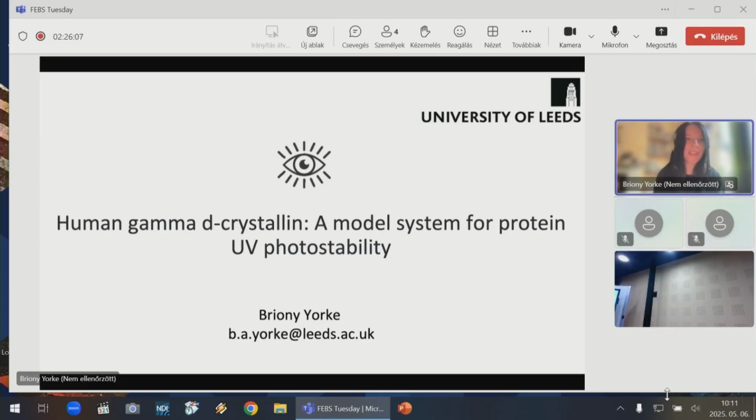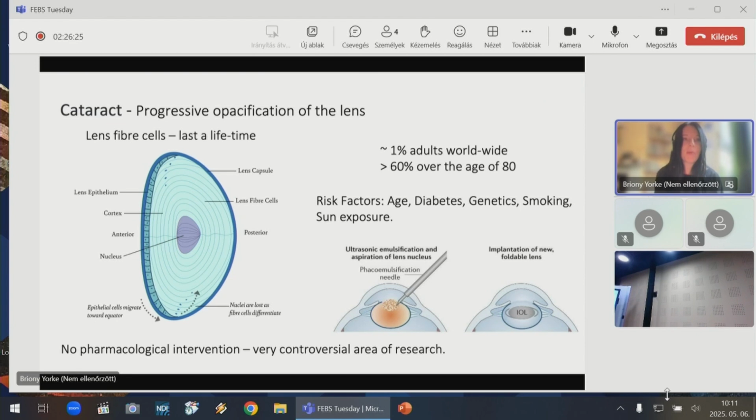Hi. Today I'm going to talk about some time-resolved experiments that we've been doing on human gamma D crystallin. We're starting to think of this as a model system for protein UV photostability. The reason we're interested in this protein is that it makes up the structure of the eye lens. The eye lens is very interesting because it has to remain transparent throughout our lifetime.